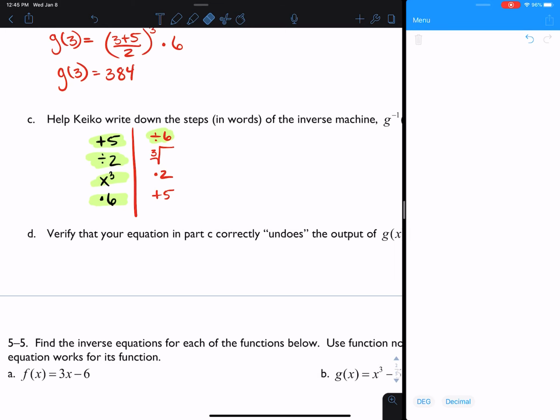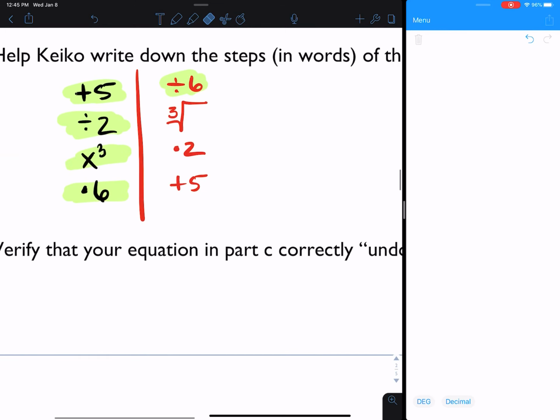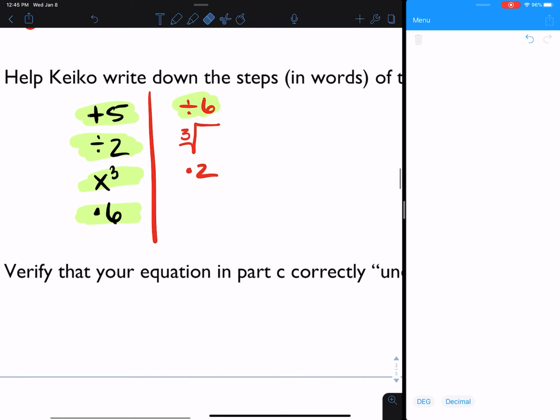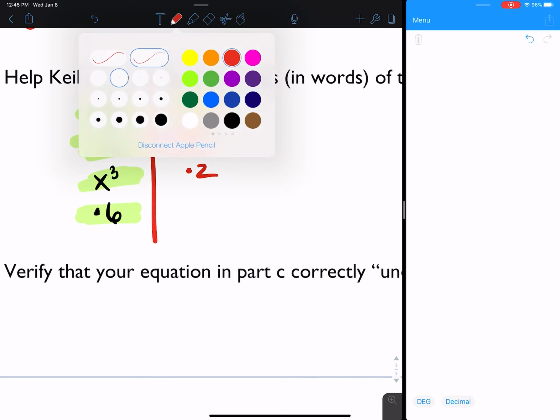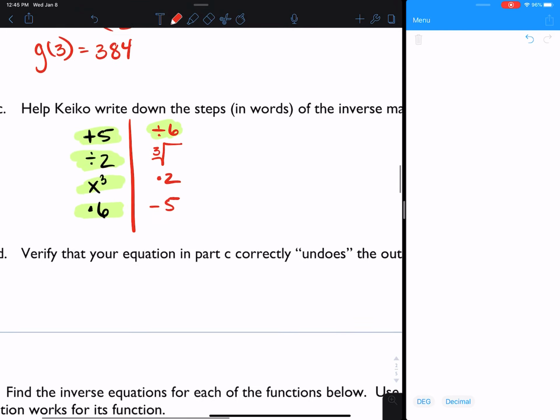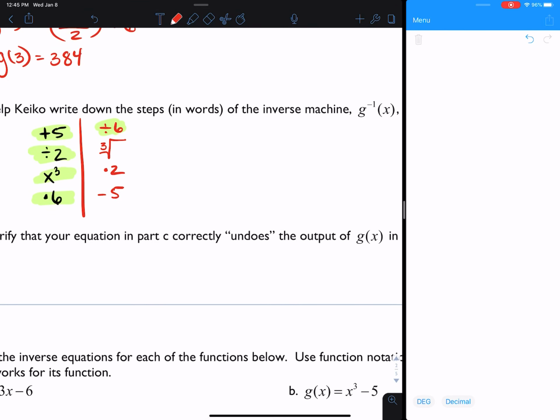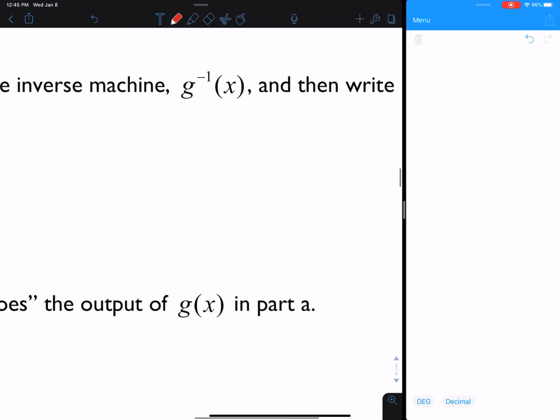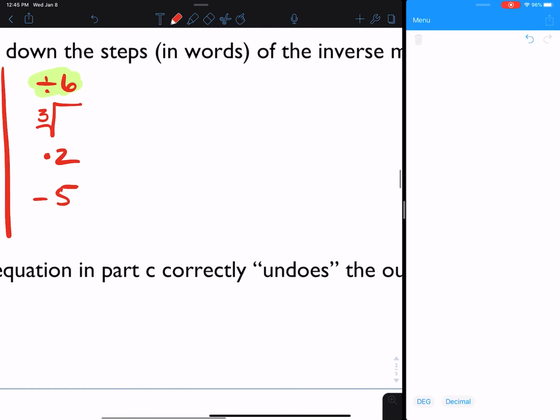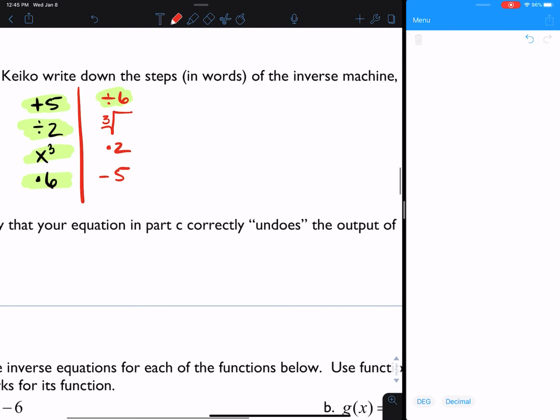Here, let me go ahead and backtrack a little bit. What I meant to say is to undo addition by 5, I subtract 5. Okay, so there we go. Now, to write the equation, I'm going to be careful and make sure that I use the correct notation to communicate that I'm about to write the inverse equation, the undo.